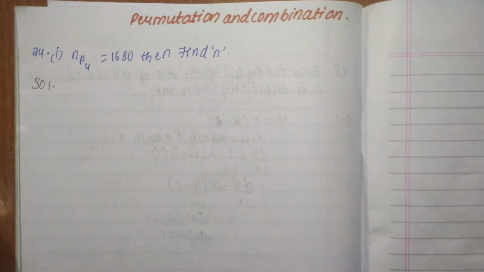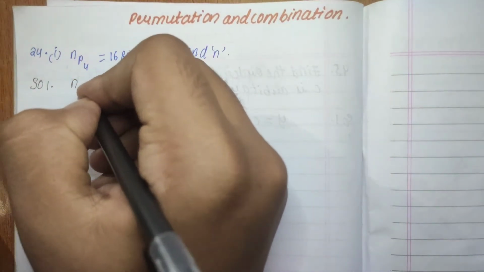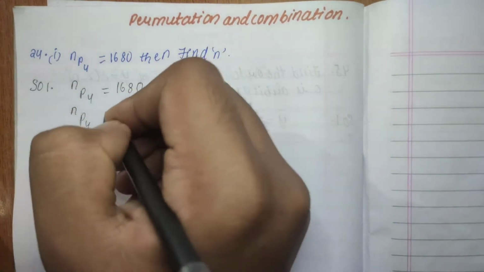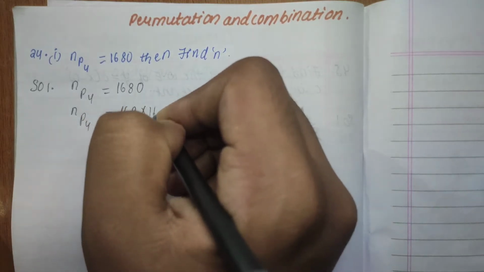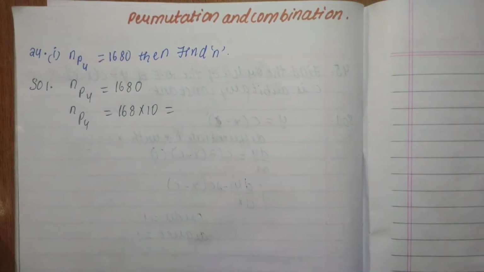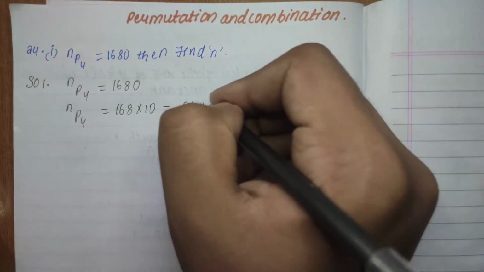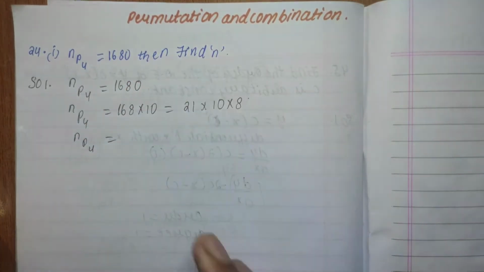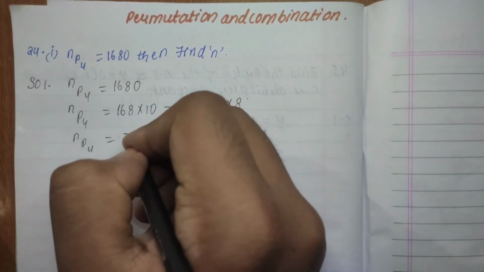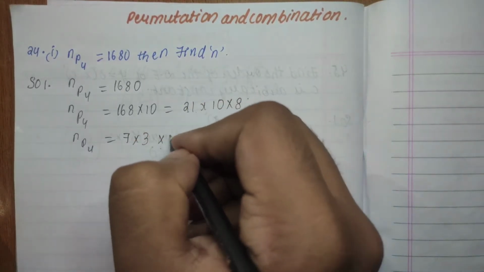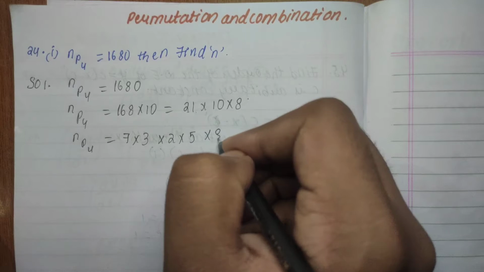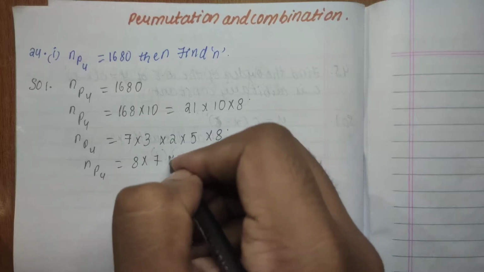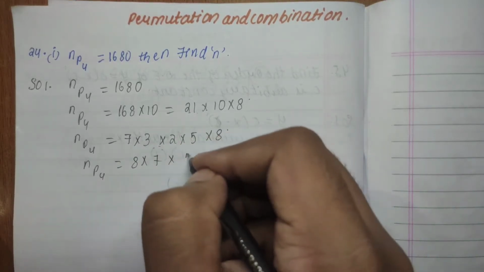Solution. It is given that nP4 is equal to 1680. So nP4 is equal to 168 into 10. So 168 can be divided by 8, which gives you 21 into 10 into 8. So nP4 equals 21 can be written as 7 into 3, 10 can be written as 2 into 5, and 8 is 8. So nP4 is equal to 8 into 7 into 6 into 5.